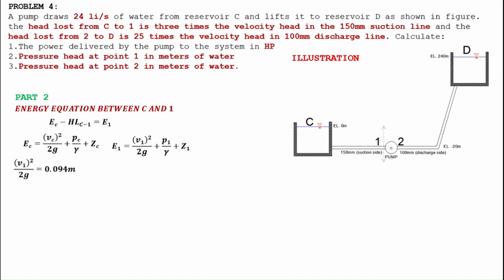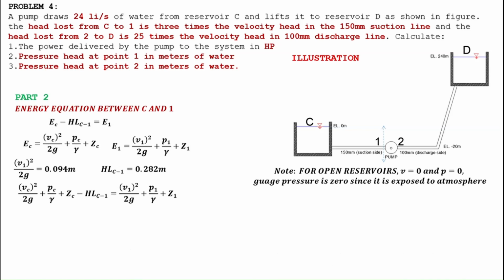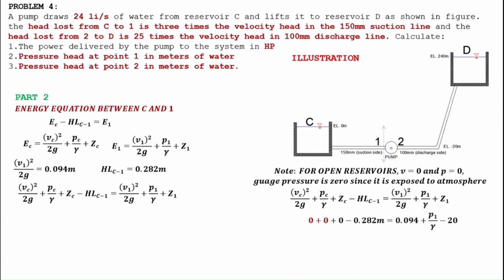Velocity head at point 1 as already determined before is equal to 0.094 m. Also, head loss from C to 1 is equal to 0.282 m. From our energy equation, we have to take note that point C is at the water surface of the reservoir. And since it is exposed to the atmosphere, the gauge pressure will be equal to 0. Therefore, pressure head at C will also be equal to 0. Same for its velocity head. The velocity head at point C will also be equal to 0. Substituting values, we get pressure head at point 1 equal to 19.621 meters.